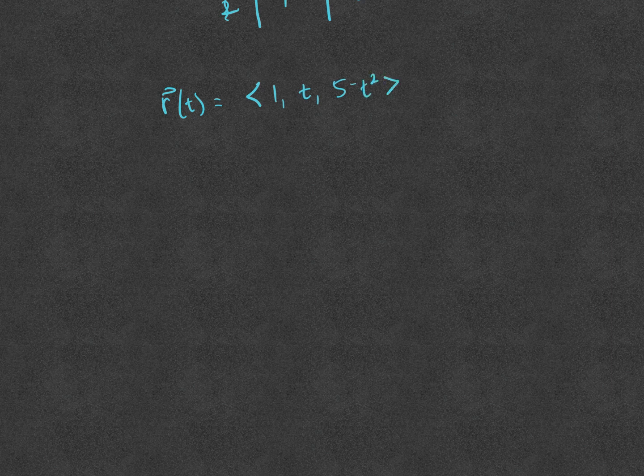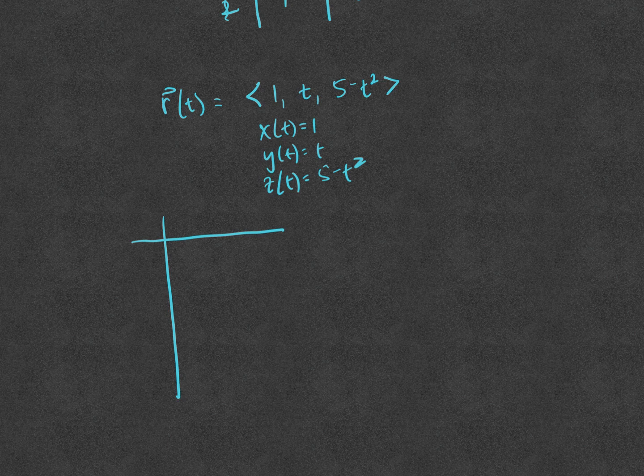Now, this isn't too bad because we have 1 for a constant. So let's pick some values. WebAssign's going to give you some specific values to choose. But if I were graphing this just off of my head, I would go ahead and say that x of t equals 1, y of t equals t, and z of t equals 5 minus t squared. So I would draw a table. I'm going to do it the way I would do it if I hadn't looked at what your WebAssign is asking you to do.